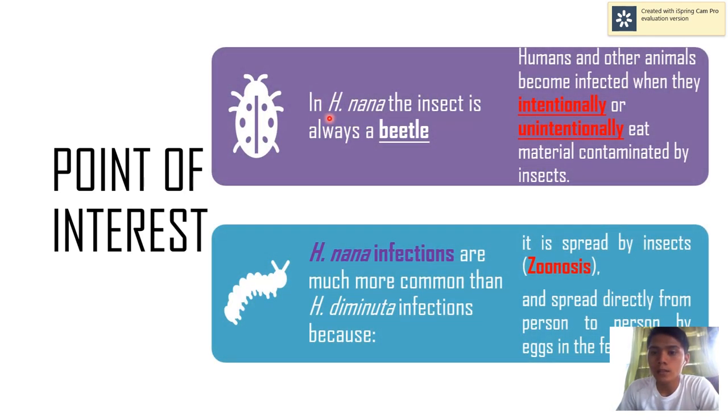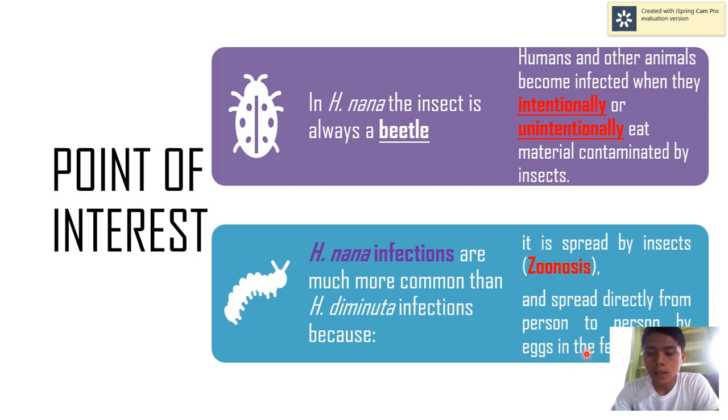H. nana, the insect is always a beetle. For H. diminuta, the beetle is required, but in the case of H. nana, the intermediate host is optional. Whereas in diminuta, the beetle is needed to complete its life cycle. Humans and other animals become infected when they intentionally or unintentionally eat material contaminated by the insects. H. nana infections are much more common than H. diminuta infections because it is spread by insects and spread directly from one person to another by eggs in the feces.